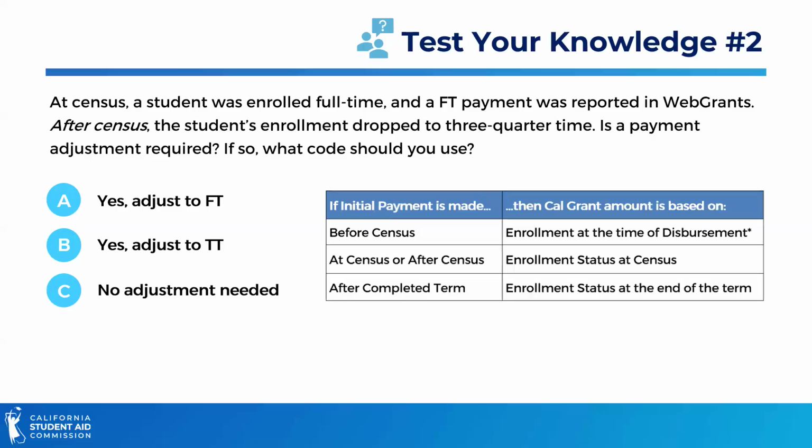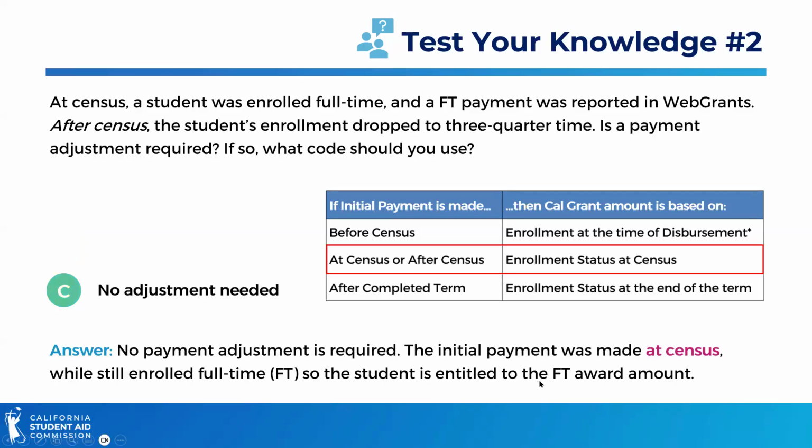All right, very good. Looks like the majority of you selected no adjustment needed, which is correct. No adjustment is required because the initial payment was made at census while they were still enrolled full-time. The student dropped to 3/4 time after census, which was after that snapshot date or that freeze date. So they are okay to keep the full-time payment.